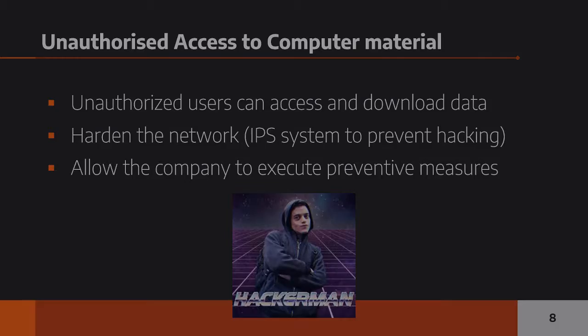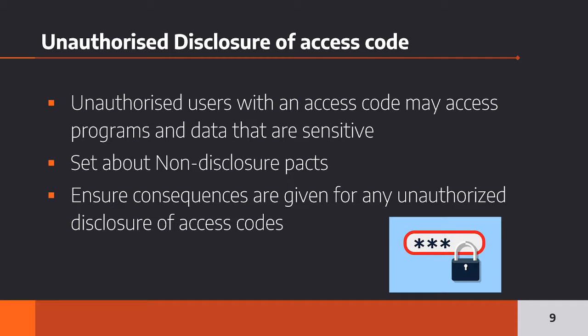So next is the unauthorized disclosure of access codes. This means anyone with an unauthorized use of an authorized access code may access programs and data that are rather sensitive. One way to prevent anyone from having access codes is to set up a non-disclosure pact. This is to ensure consequences are given for any unauthorized disclosure of access codes, and it can be used as a deterrent for future offenders.